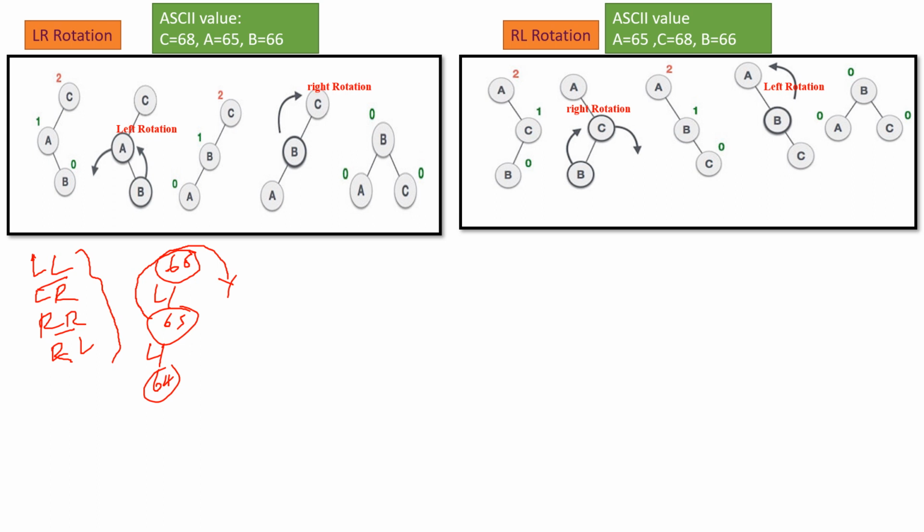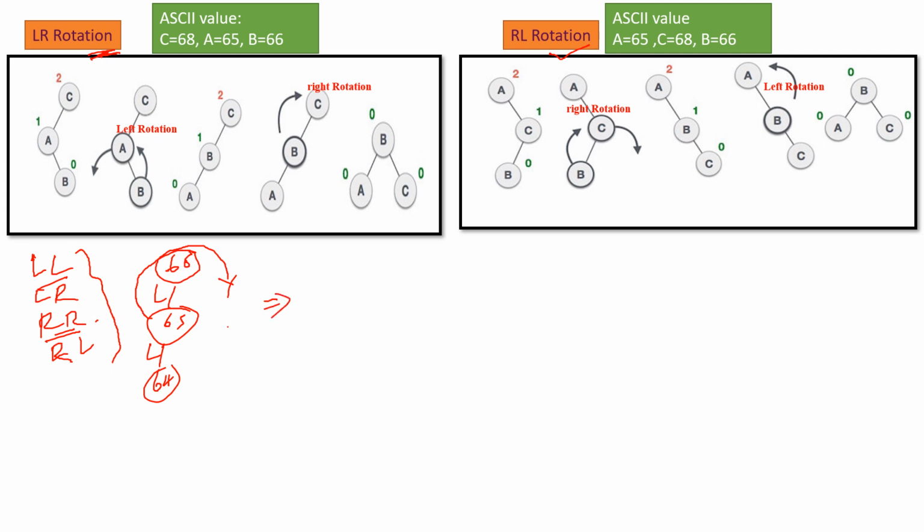For RR, it's the same thing. For the RR situation, you are doing a left rotation from the middle node. That's very easy. But the LR rotation and RL rotation are a bit more complex. They are also very easy, but sometimes people feel this part is tough. For that reason, I'm giving the shortcut trick.